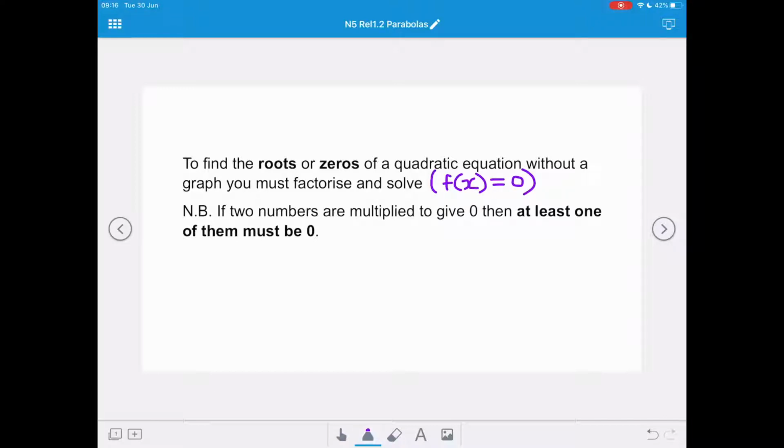Now, remember, if two numbers are multiplied to give zero, then at least one of them must be zero. And that's going to help us when we come to solving our equations.